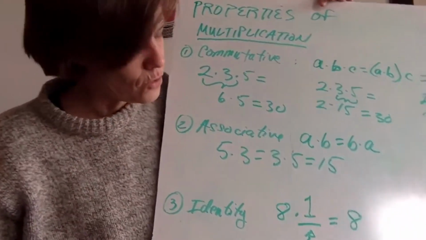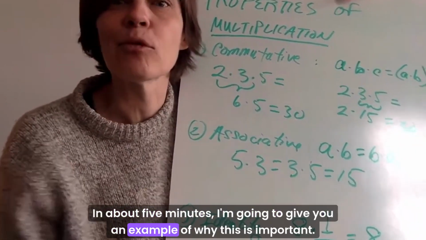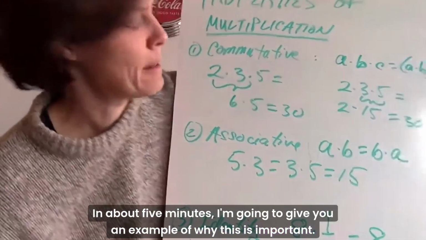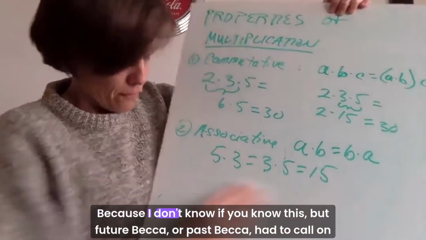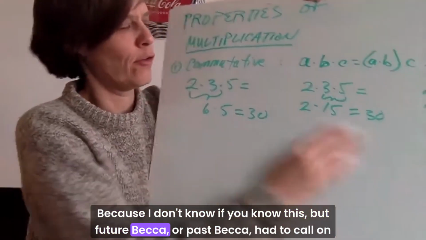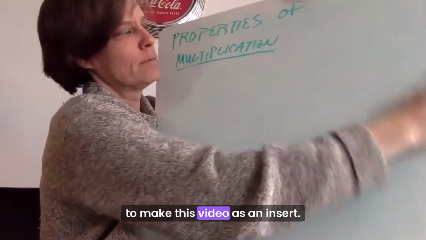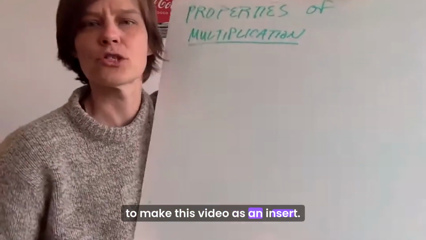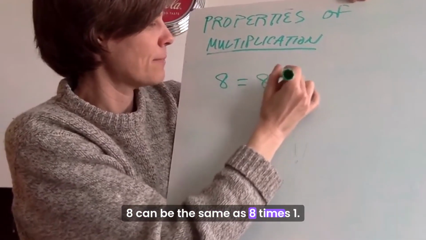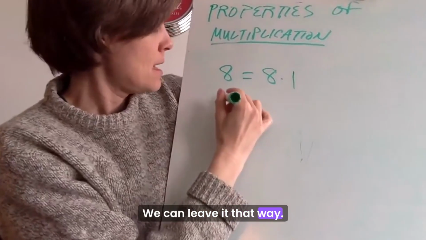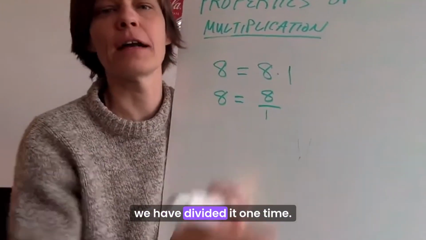Okay? So, how does this manifest? We're at 5 minutes. I'm going to give you an example of why this is important, because this goes for division as well. I don't know if you know this, but future Becca, or past Becca, had to call on me to make this video as an insert. Okay. 8 can be the same as 8 times 1. We can leave it that way. 8 can also be written as 8 divided by 1. We have divided it 1 time.